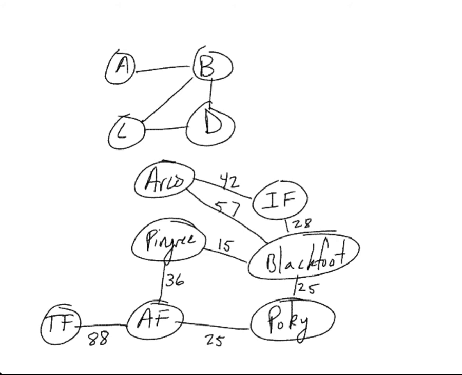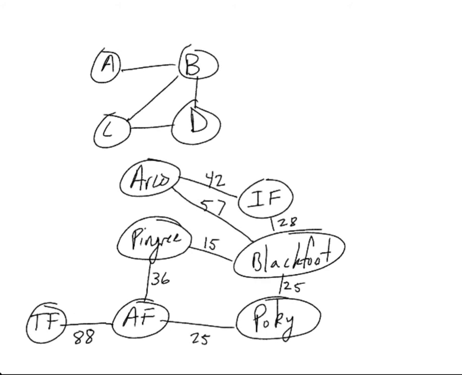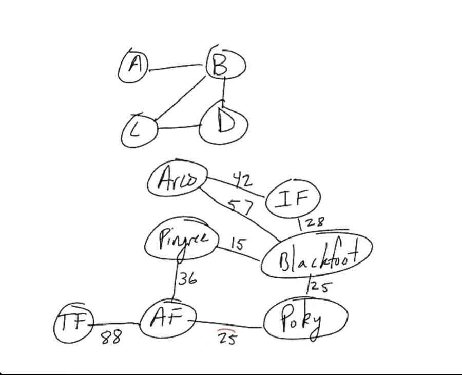One is I can't drive directly from Pocatello to Pingree. I either have to go through Blackfoot or through American Falls. There's no direct road. And furthermore, I can find the quickest way to get to Pingree from Pocatello by summing up the two paths, right? So going through American Falls, I can travel 25 miles to American Falls and then 36 miles to Pingree, which gives me 61 miles along that path. But I can also try this path to Blackfoot, 25 miles, and then to Pingree, 15 miles, which would be many fewer miles, 40 miles.